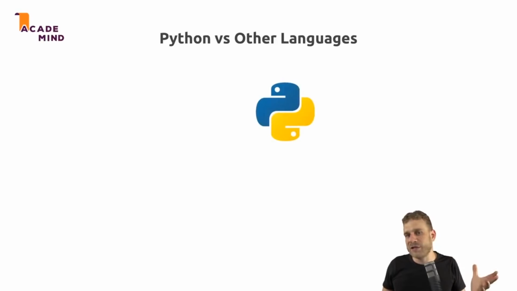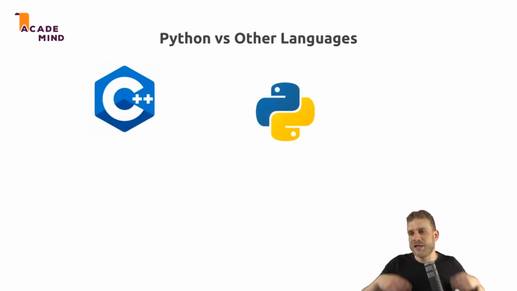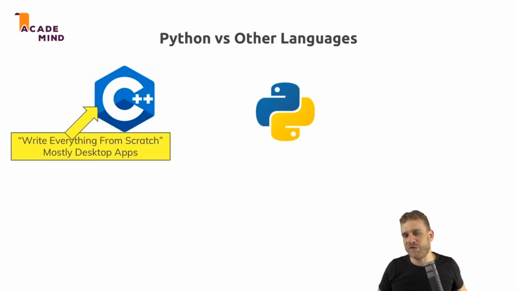But of course, there are other languages than Python too. There is C++, for example. This also is an extremely powerful language, and it also can be used to build all kinds of things, but it's a bit more complex than Python. You write things more from scratch than with Python. It has less things built in.